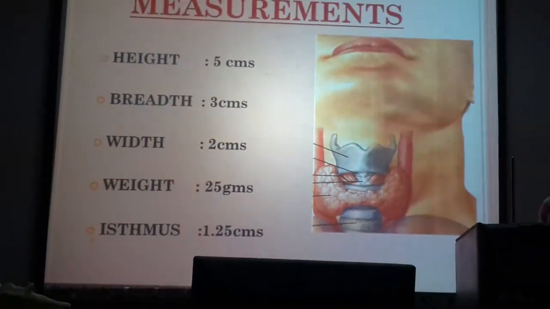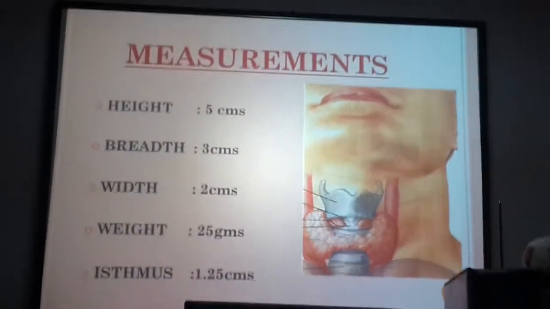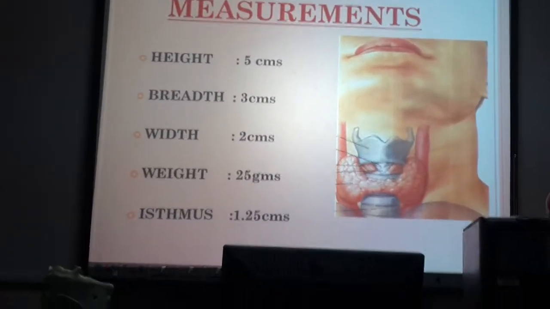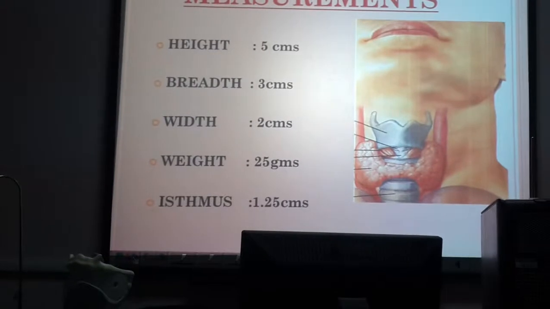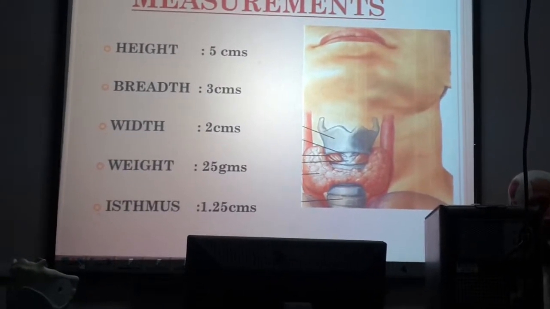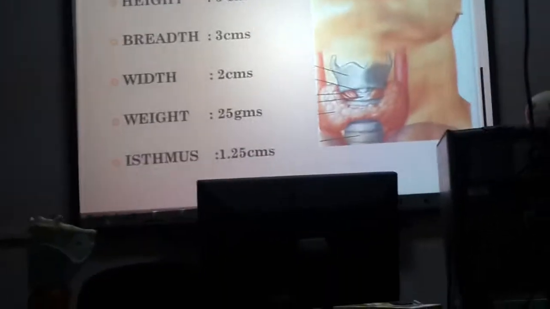Next is about the measurements of thyroid gland. Height is 5 cm, breadth is 3 cm, width is 2 cm, and weight is about 25 gram, and isthmus is about 1.2 cm.